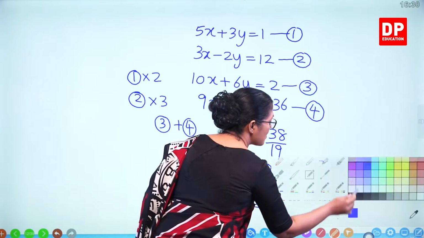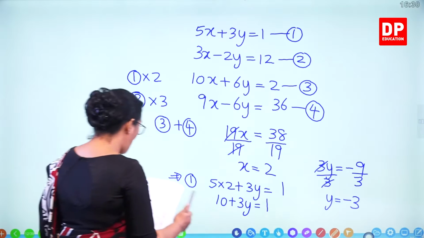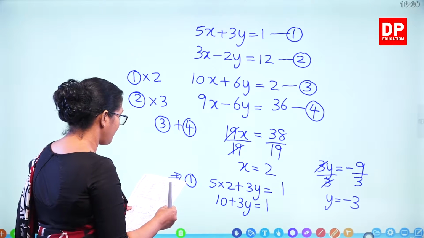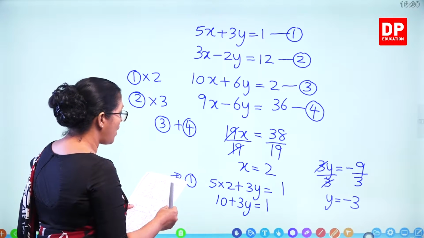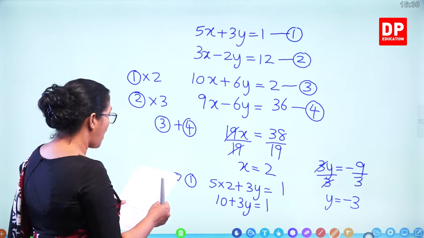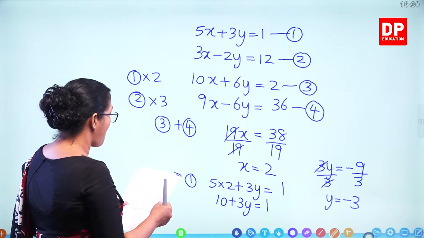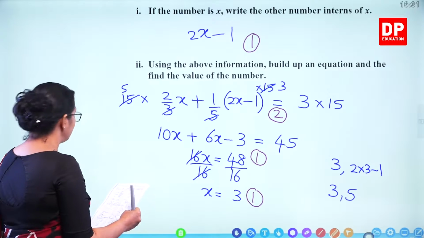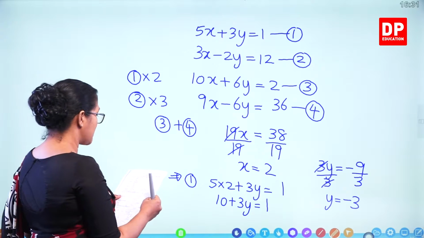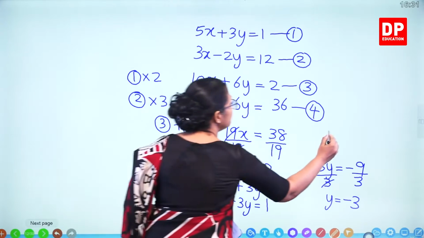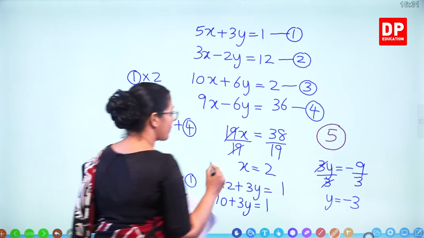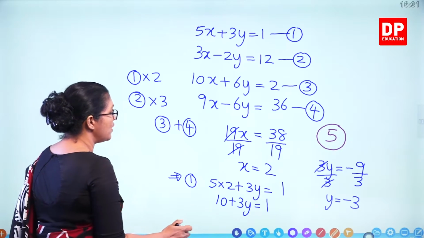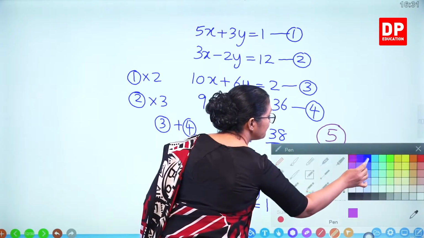So, that's the answer. We'll see how many marks. X equals 2, y equals minus 3, 5 marks, because you gave 5 marks here. So, this whole thing is 5 marks. So, 10 marks altogether. Now, we'll do the next question.